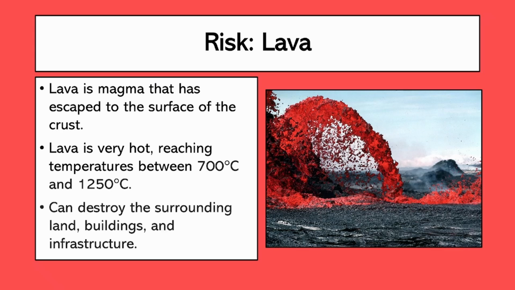And it can destroy the surrounding land and building infrastructure. So imagine putting your house in the way of really hot lava. It's just going to go straight through your house, burn it down, melt it, depending on what your house is made of. And if you've got anything living in the road as well, so if you've got plants or wildlife, even humans, lava plus those things isn't going to mix very well.